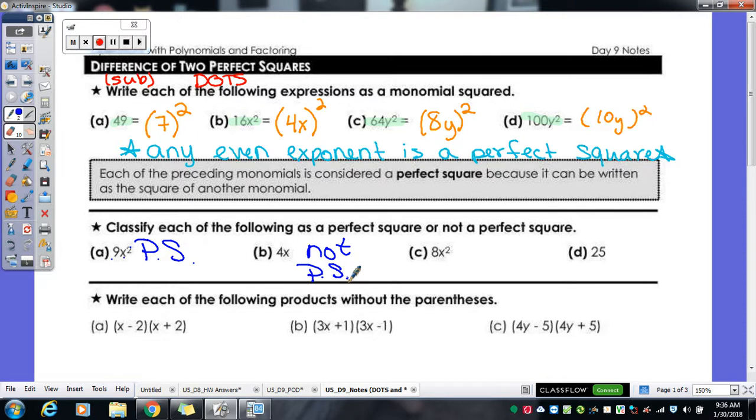So how about C? False. Is 8 a perfect square? No. Both parts of it have to be a perfect square, and 8 is not. How about 25? Yes, 25 would be a perfect square. A term that doesn't have an exponent, it means the exponent is nothing. Is there a letter there? Then the exponent is nothing.